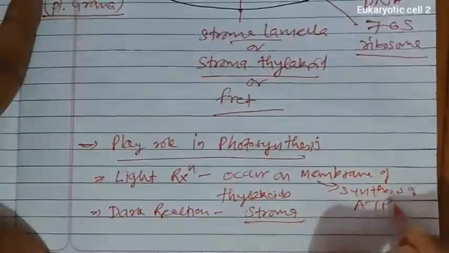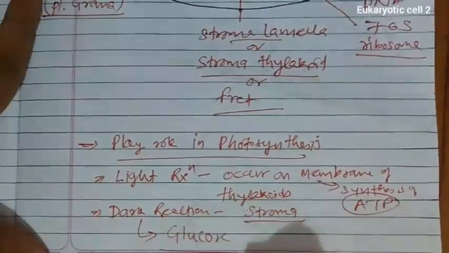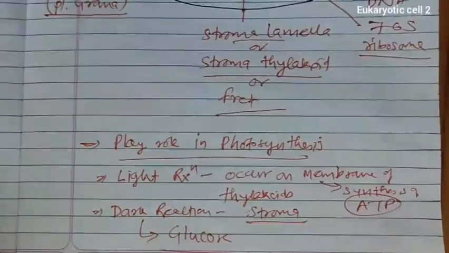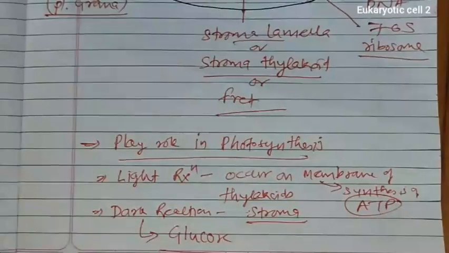That ATP is used in the dark reaction, and in the dark reaction glucose formation occurs. Okay, so this is the structural part and functional part of photosynthesis. Their stroma bears a double stranded circular DNA, and they have 70S ribosome. So this is the structural part of chloroplast.